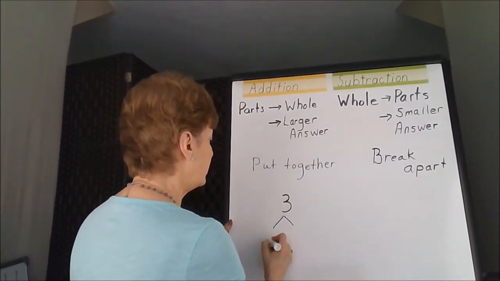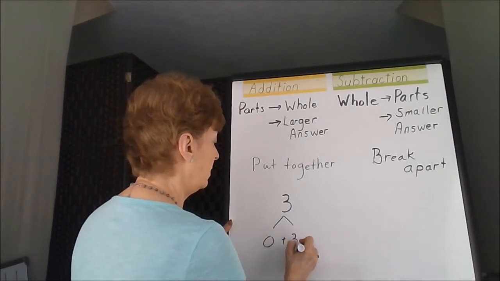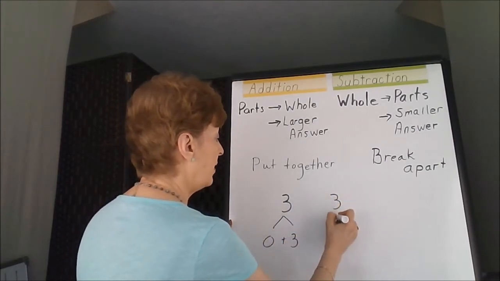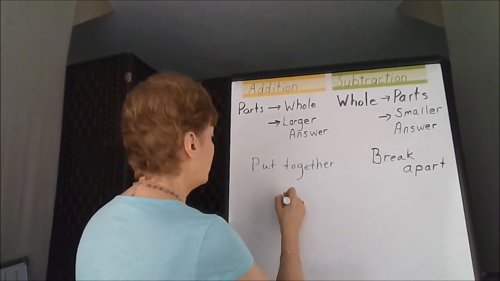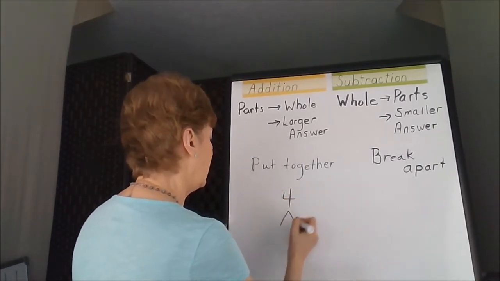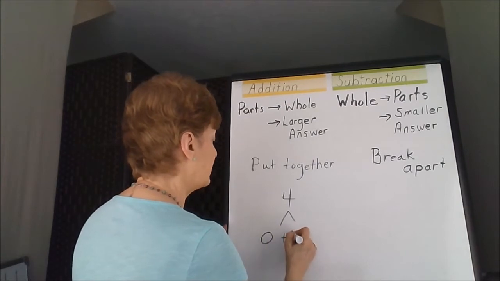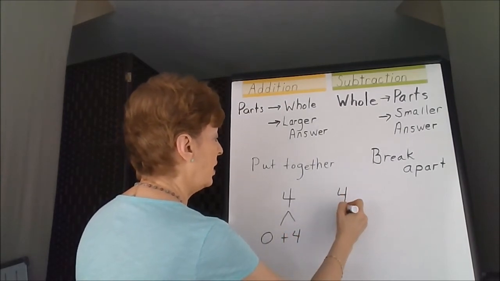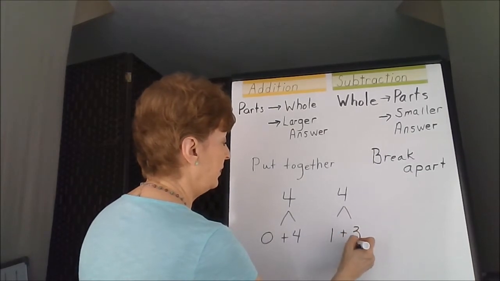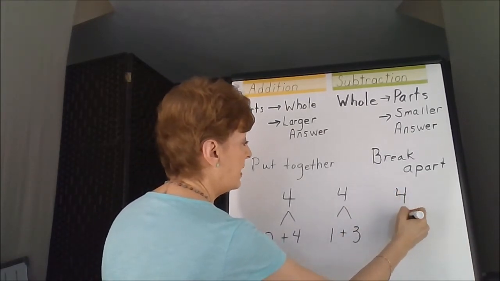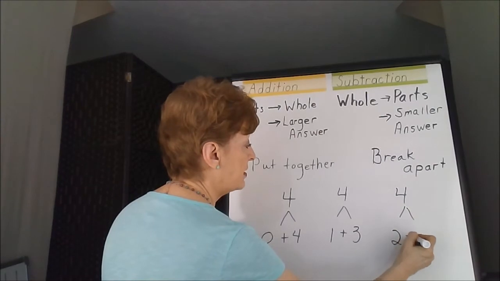Threes break apart to 0 plus 3, or you could break a 3 into 1 plus 2. Numeral 4, we could have a 0 plus 4. We could do a 1 plus 3. 4 breaks apart to a 2 plus 2.